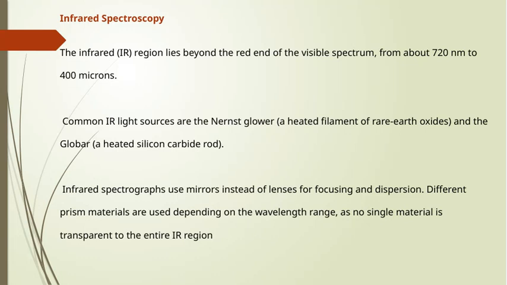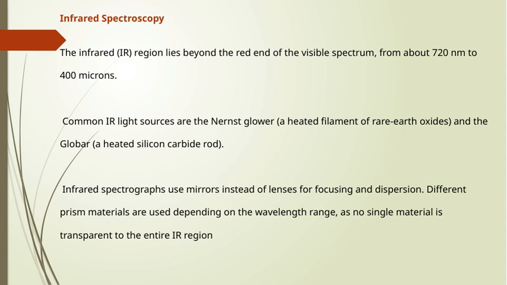Let's talk about infrared spectroscopy. The infrared, or IR, region of the electromagnetic spectrum is actually beyond the red end of what we see. It spans from about 720 nanometers all the way to 400 microns, covering a wide range of wavelengths. When it comes to generating IR light, common sources include the Nernst glower, which is essentially a heated filament made from rare earth oxides, and the globar, which is a heated silicon carbide rod. These sources are critical because they provide the IR radiation needed for analysis.